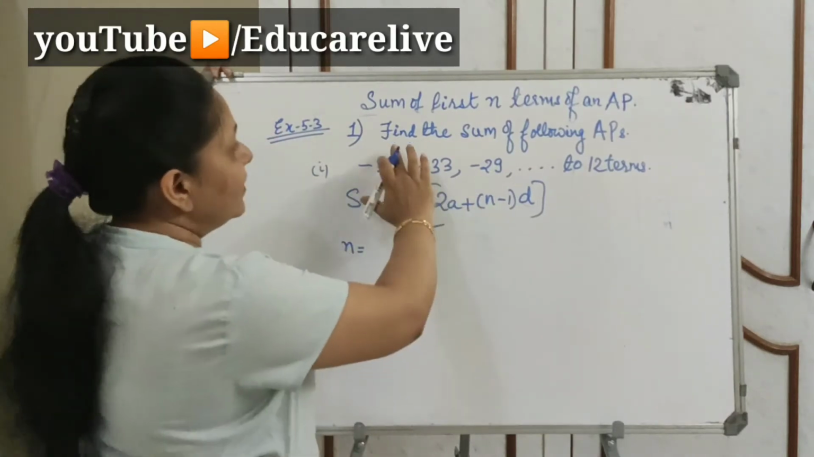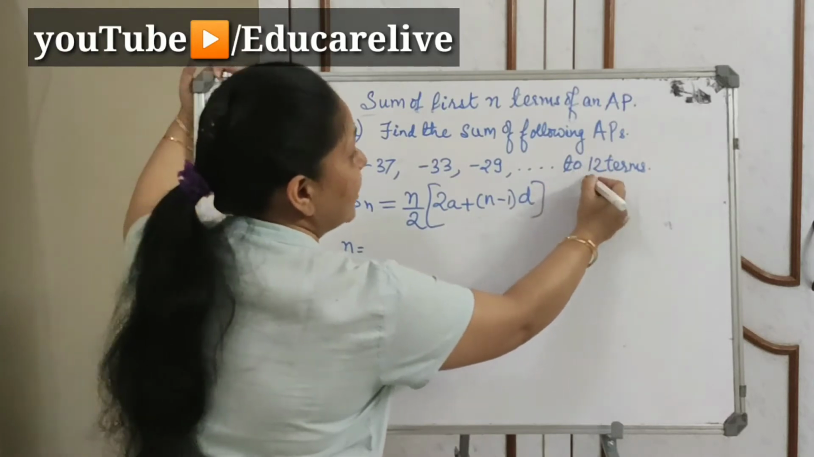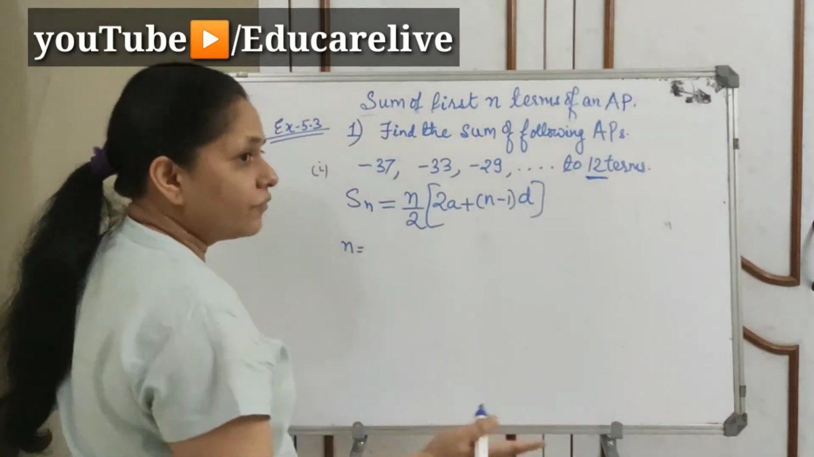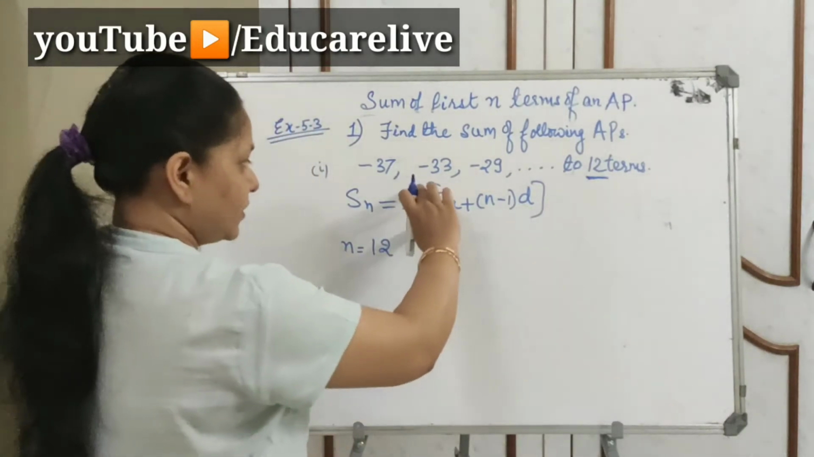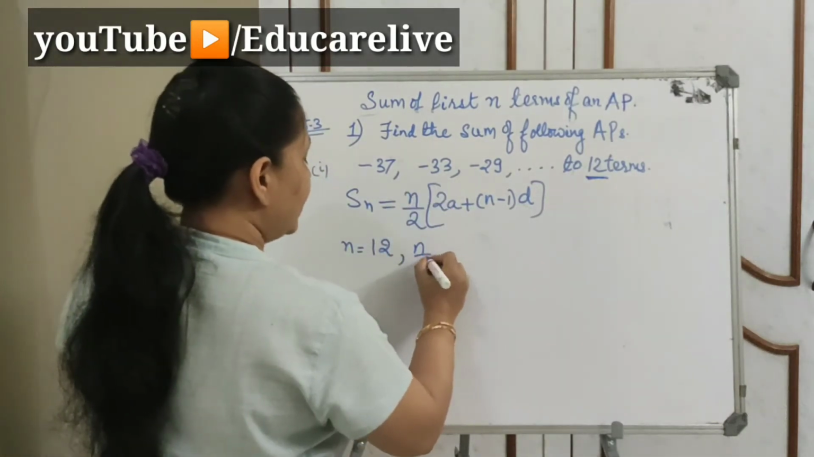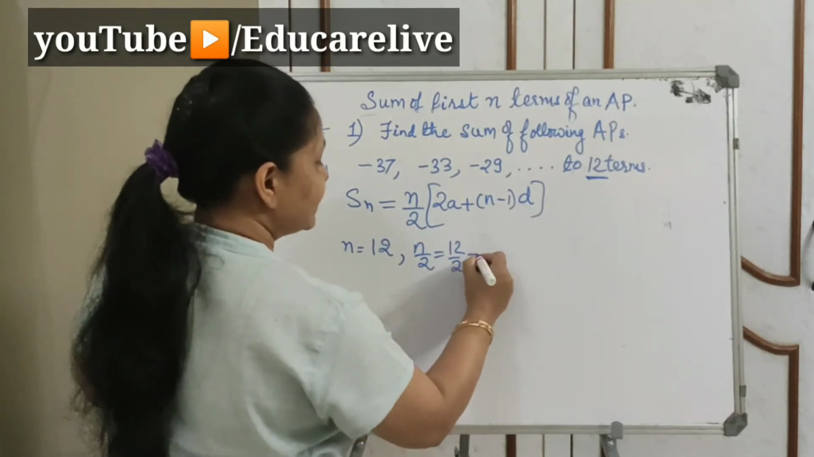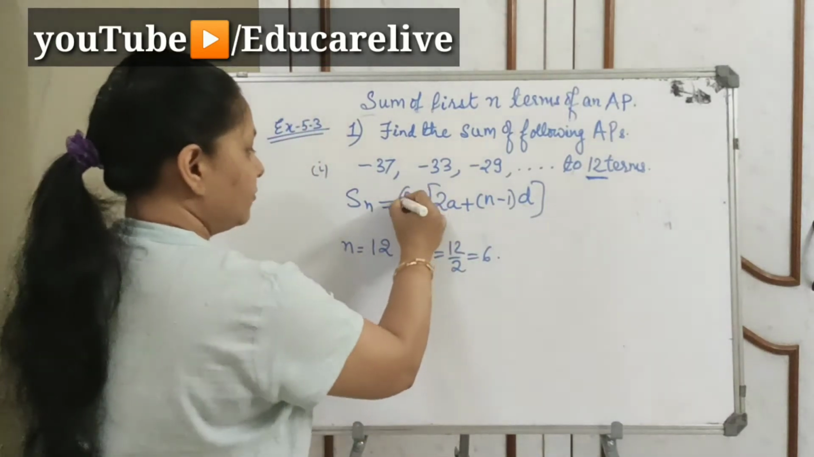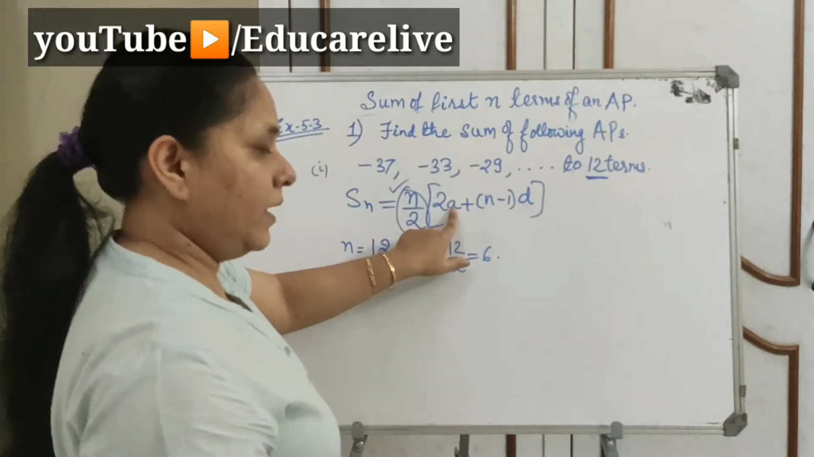So here it is given, you have to find the sum of the first 12 terms of the AP. So the number of terms is 12, so n is 12. Here we have n by 2, which will be half of 12, that means 12 upon 2, that is 6. So this we know now.